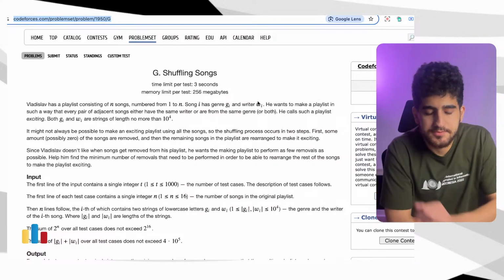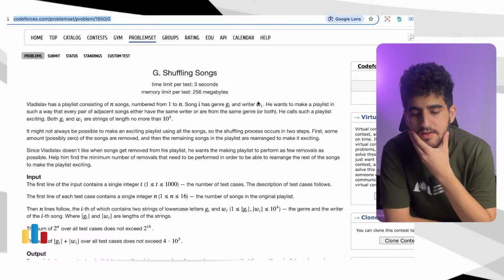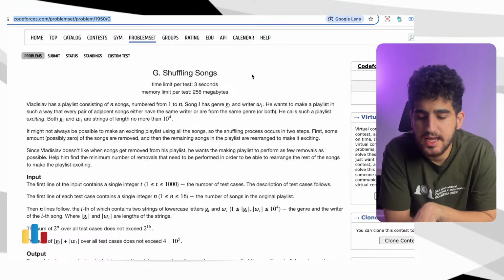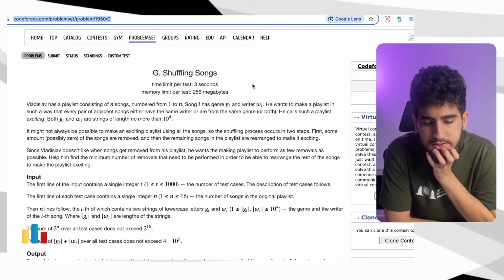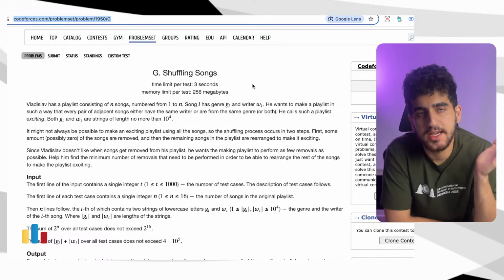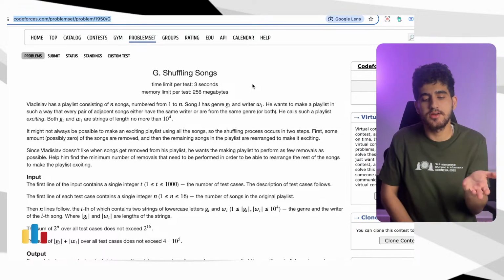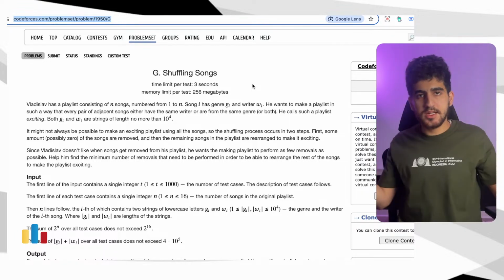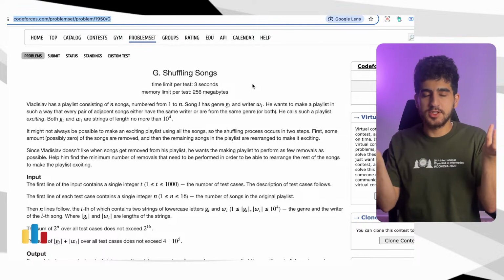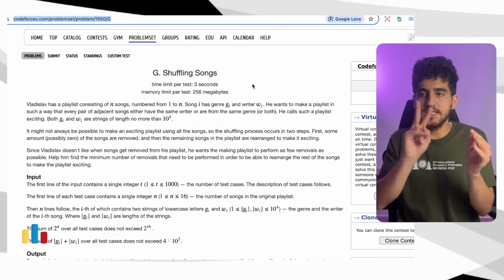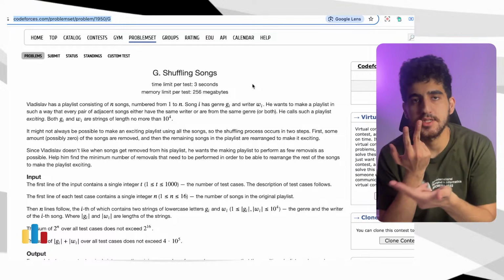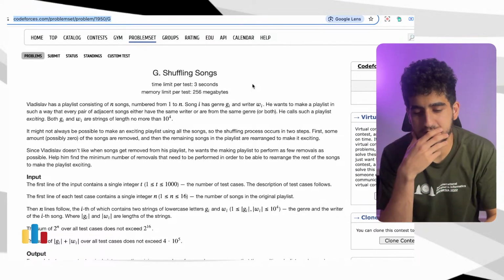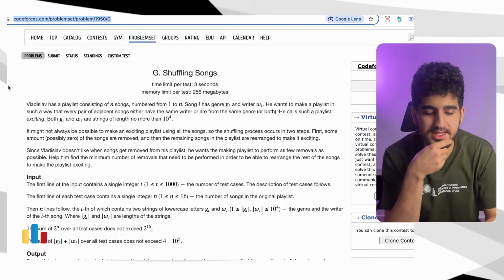So it's saying that Vladislav has a playlist consisting of n songs numbered from 1 to n. Song i has genre g_i and writer w_i. He wants to make a playlist in such a way that every pair of adjacent songs either have the same writer or are from the same genre. So you have several songs, each song has a writer and some genre, and you want to have a playlist, each two adjacent songs, either their artist must be the same or their genre must be the same. Otherwise he gets confused if everything changes. He calls such a playlist exciting.